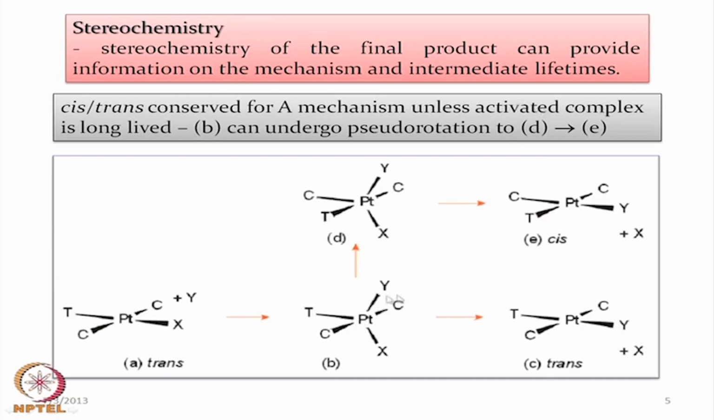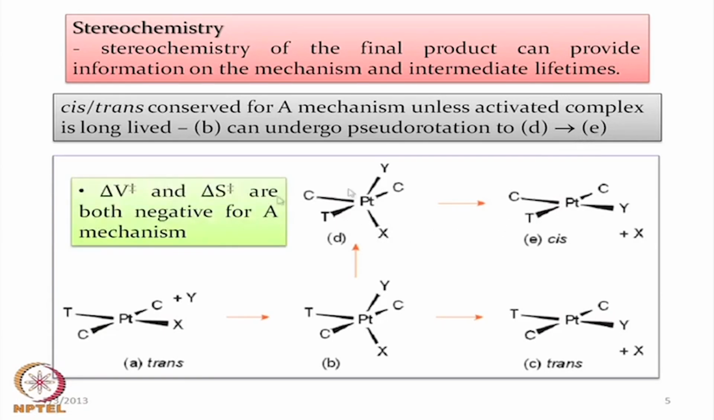But if the activated complex, the trigonal bipyramidal complex, is a long lived species, the B can move to D, and ultimately D will give rise to the cis product. That is why the D is transforming to E. So, in this particular case, we can also measure the corresponding volume of activation and entropy of activation for changing from the square planar geometry to trigonal bipyramidal geometry. Both of them are negative, which again supports the associative mechanism. That means this mechanism is typically associative in nature, not dissociative.